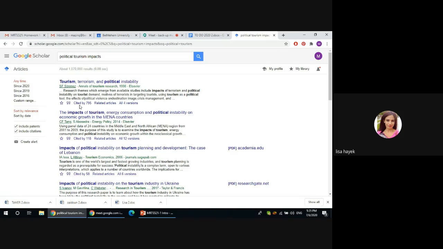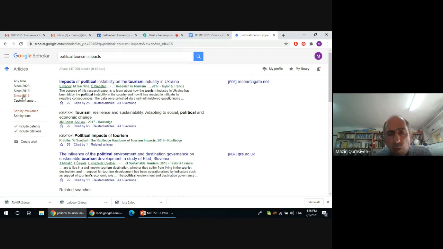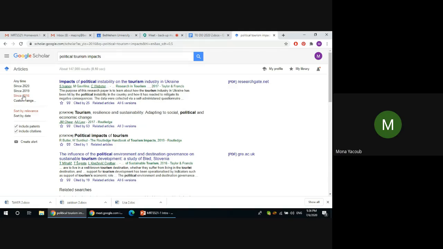More recent. No, because it's the most related to the subject you typed. By the way, you can also choose more recent papers. Here on the left side, you can see custom range. You can put the range of years. You can put since 2016 and get the papers you want since 2016, that have the same keywords, political tourism impacts.